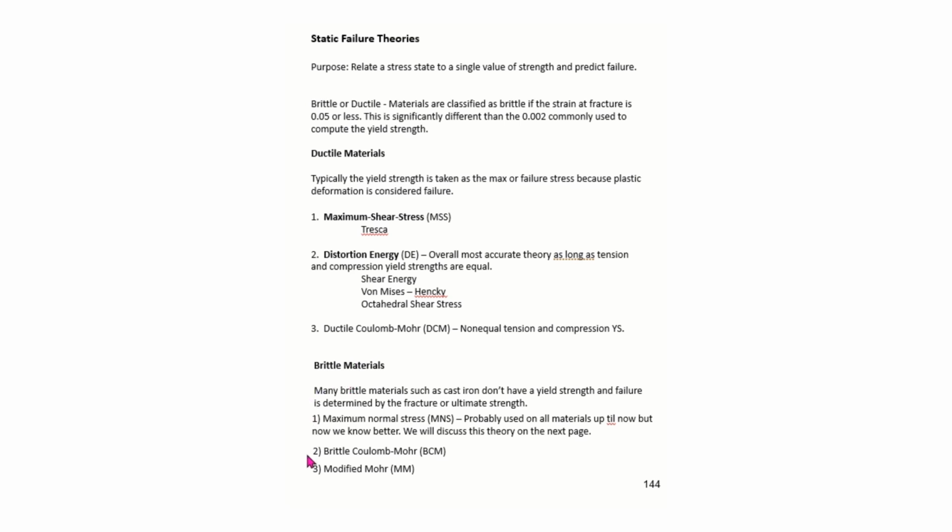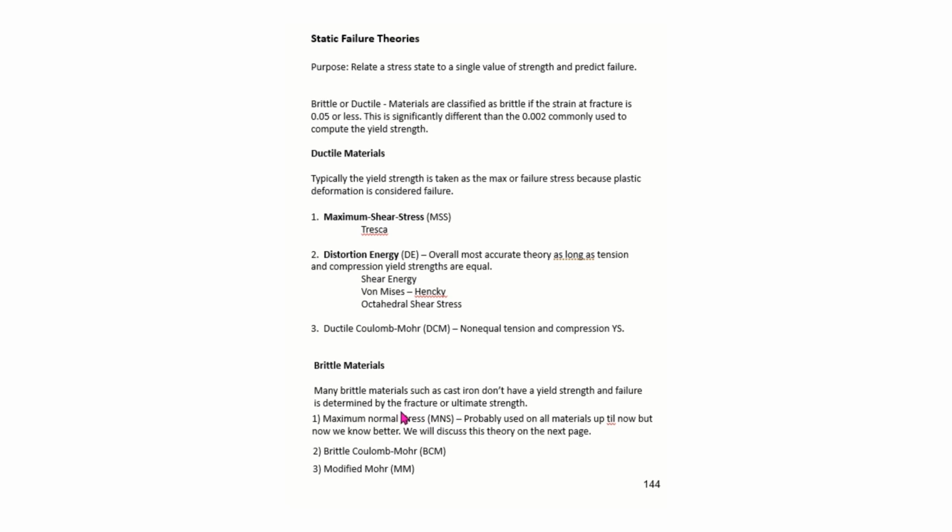Then for brittle materials, many brittle materials such as cast iron don't have a yield strength, and failure is determined by the fracture or ultimate strength. And then a few of these brittle failure theories are the maximum normal stress, and this is the theory that you probably have been using in all of your analysis up to date. And we're going to actually see that this failure theory has its weaknesses.